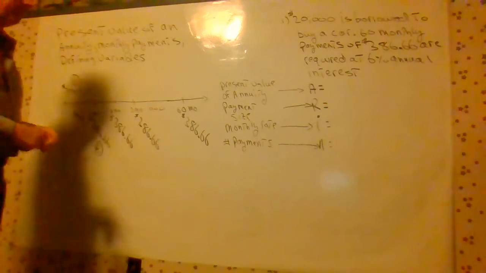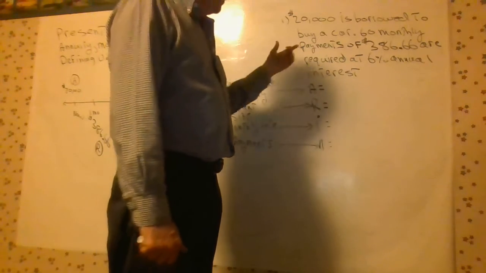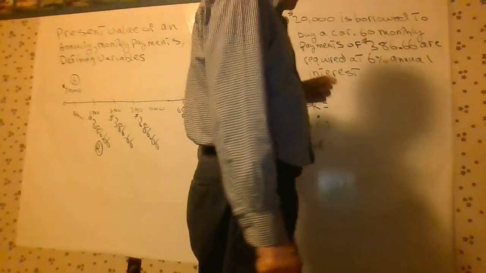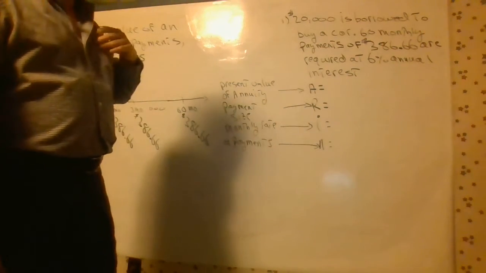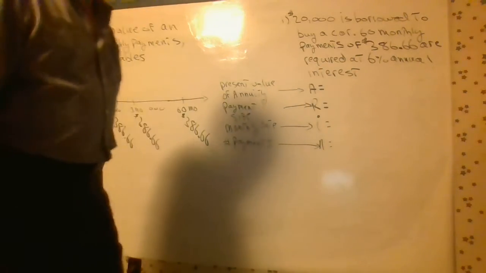Well, first of all, we have a problem here. $20,000 borrowed to buy a car. 60 monthly payments of $386.66 are required at 6% annual interest. This is a normal interest rate for a car loan.